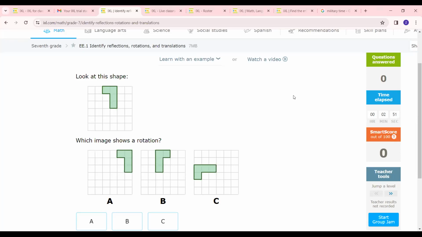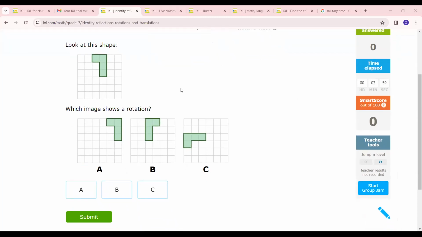The first quiz I'm going to give you is about identifying reflections, rotations, and translations. This one says, look at this shape. Which image shows a rotation? I need anyone to answer which one, A, B, or C, shows a rotation. Which do you think it is?